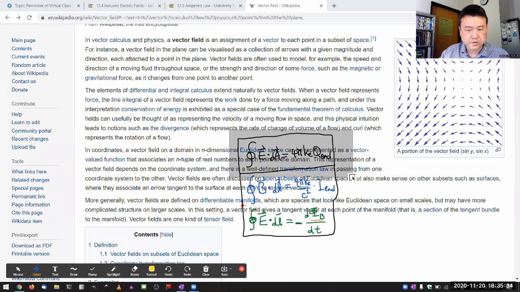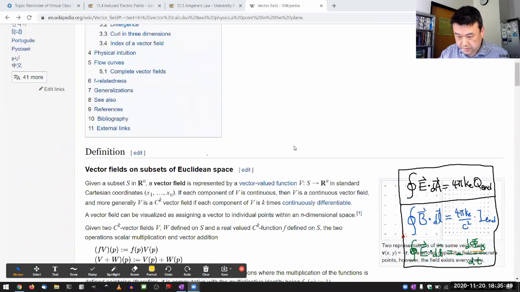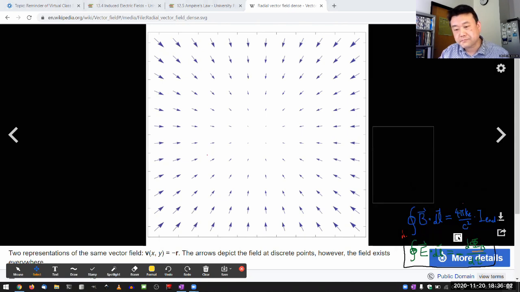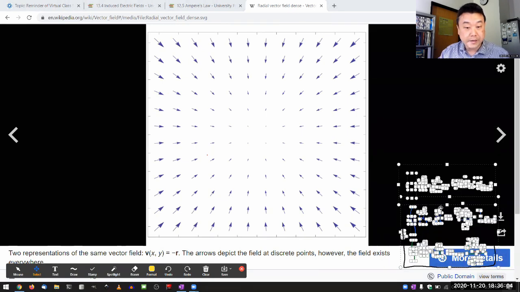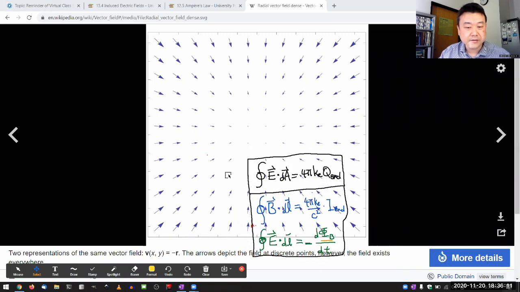So this one relates to the divergence, and this one relates to the curl. So let me show you those vector fields. The first one shows a vector field that has divergence. Now, this is still a somewhat arbitrary looking vector field, so it's not necessarily an electric field. It could be something different.